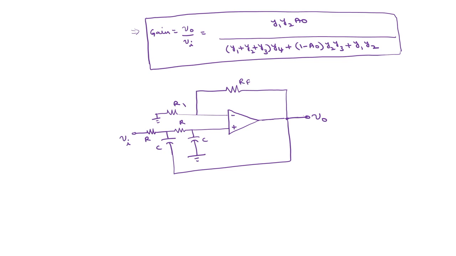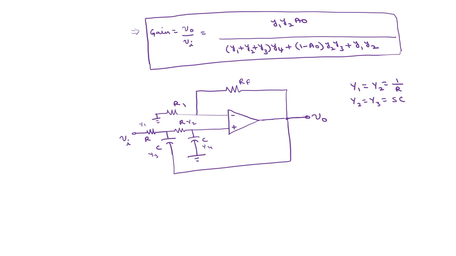So this circuit is similar to the generalized circuit that I have given. What are the values of y1, y2? This was y1, this was y2, this was y3, this was y4. So y1, y2 are 1 by R, because the admittances. And y3, y4 is sC. If it is Z, 1 by sC, so Y is sC. If it is Z R, simply because of Y, it is 1 by R.